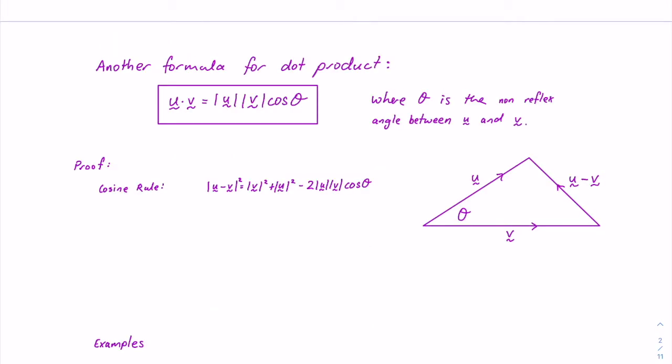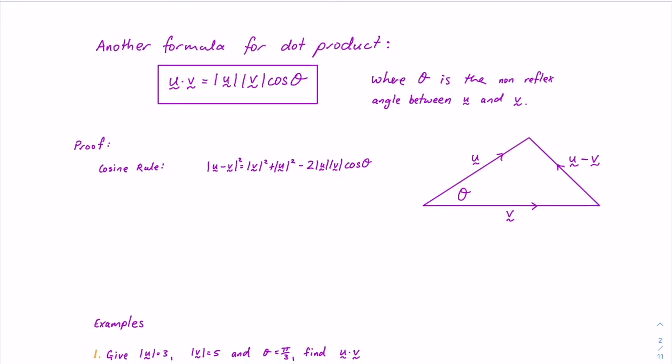Now, as I said, there are two formulas for the dot product, and this is the other formula. We've got the dot product is the magnitude of u times the magnitude of v times the cosine of the angle between them. So I'm going to prove that, and we actually prove it with the cosine rule. So I've drawn this diagram over here. So this is our vector v, this is our vector u, this is the angle between them. And then this vector here is u minus v. Now remember, when you're subtracting, it's pointing that way. It's that one minus that one. So it's the vector u minus the vector v.